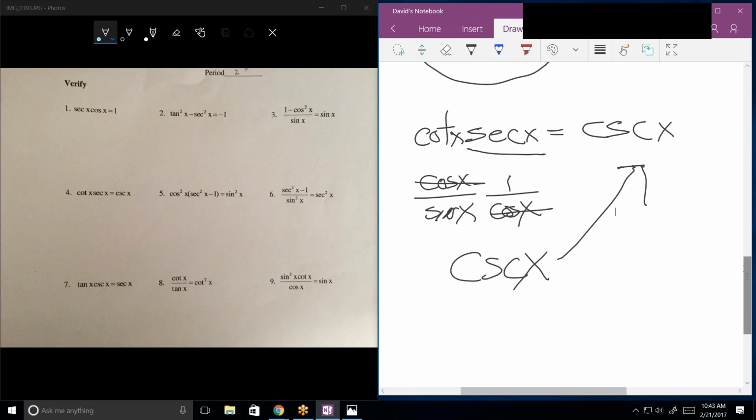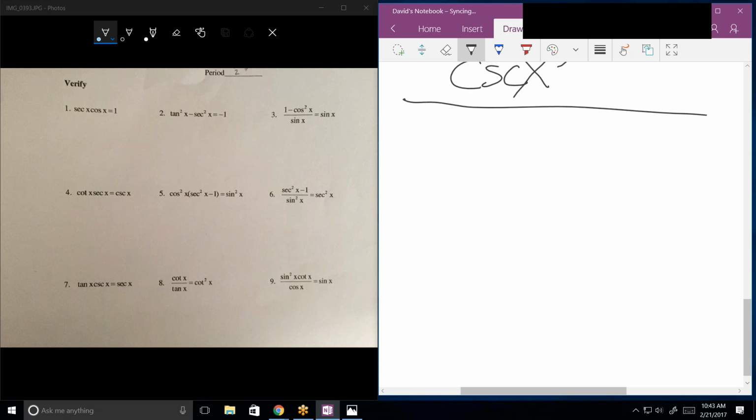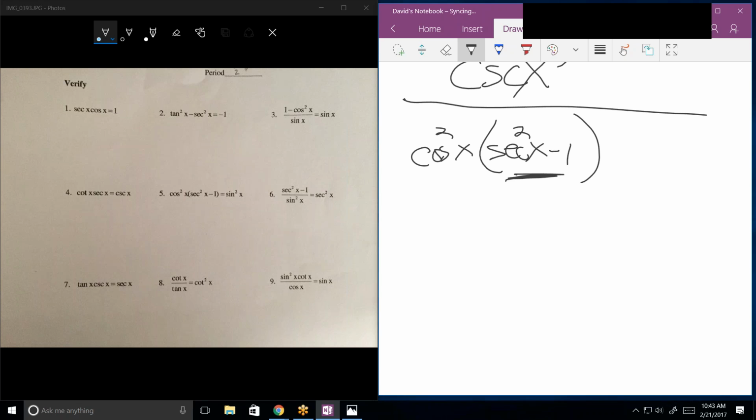Again, let me just scroll down here so I can get back to my original identities. So on this one, we have cosine squared of x times secant squared of x minus 1. Whenever you see something like that, think Pythagorean identity. What's the Pythagorean identity for secant squared x minus 1? Remember, you're almost never going to see it in its original form. So far, 2 was not in its original form, 3 was not, 5 is not. So you always have to know those 3 Pythagorean identities in order to recognize what secant squared minus 1 is going to be.